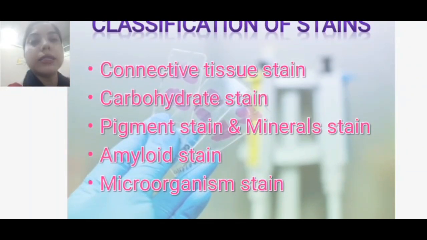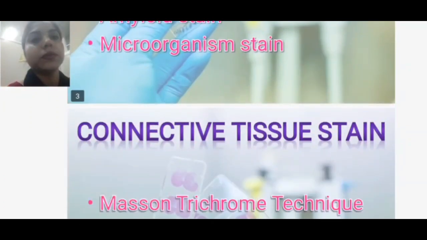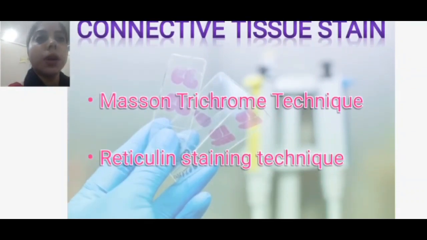Now there is a classification regarding special stains. We have 5 types of stains. First one, connective tissue stain, carbohydrate stain, pigment stain, that is a mineral stain, amyloid stain, and microorganism stain. If we talk about connective tissue stain, we have 2 types of stains: Masson trichrome technique and reticulin staining technique.